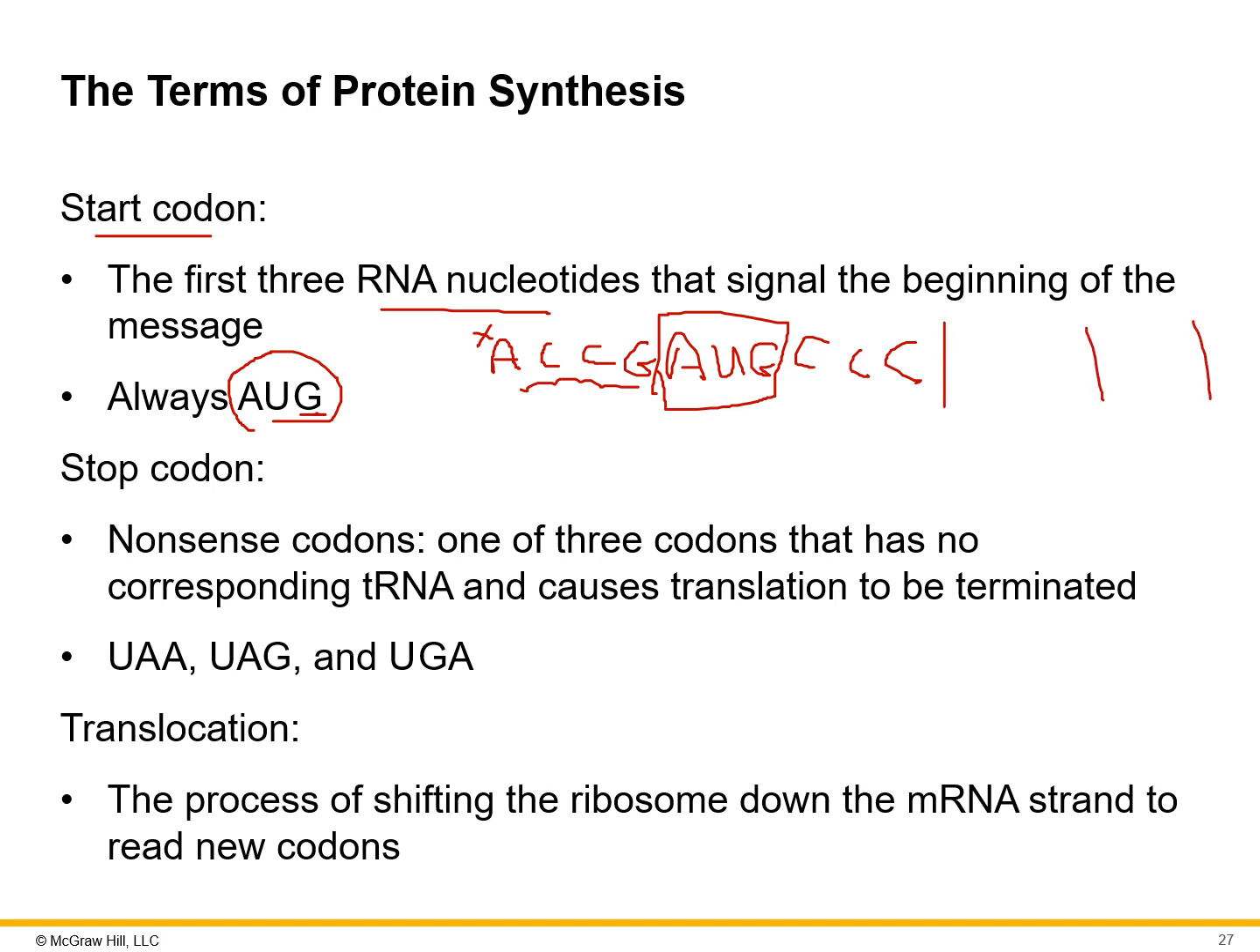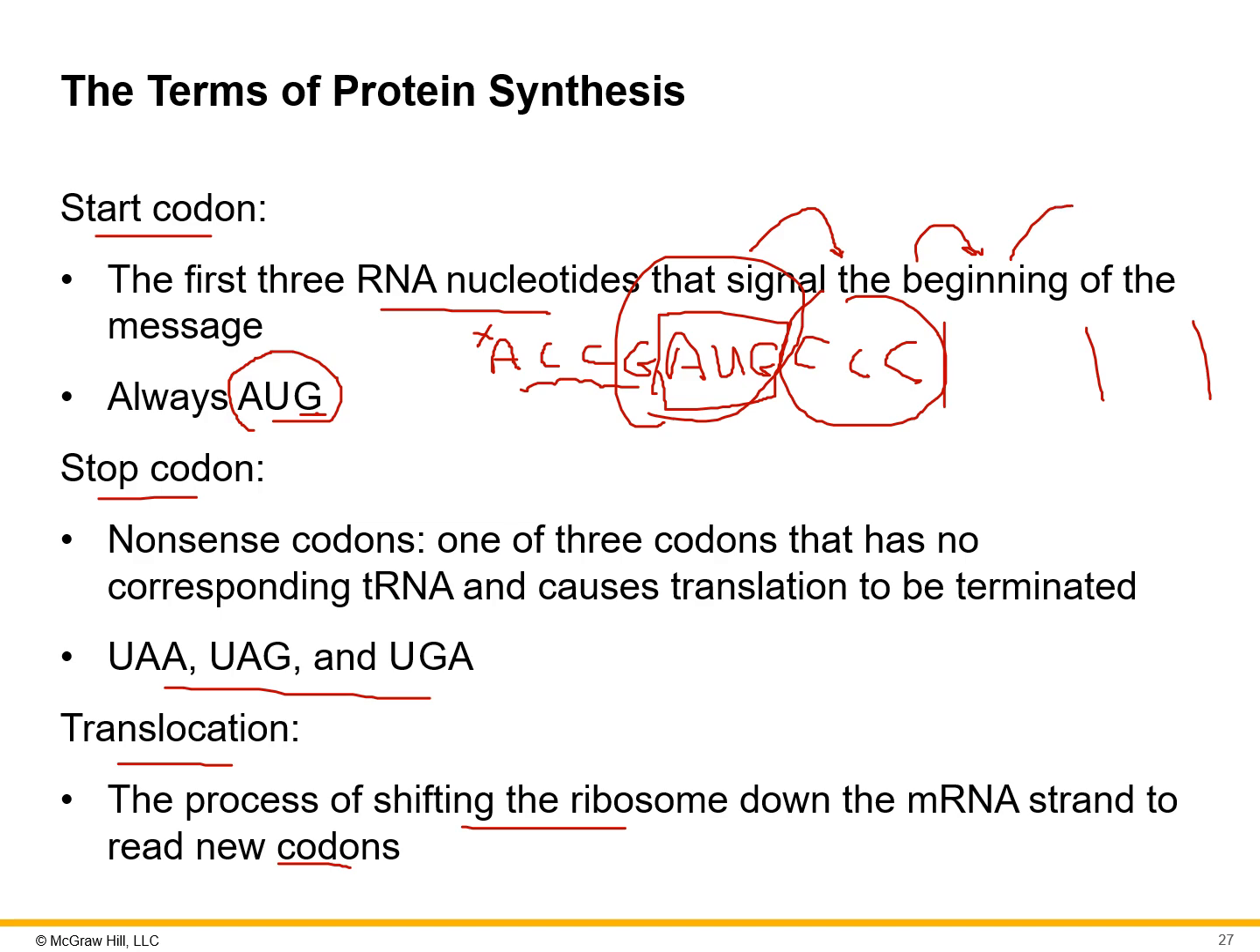And then just as we have a start, there are also stop codons, but there are 3 of those. Encountering any of these 3 would terminate or end translation. And then the term translocation, just meaning to change positions. This is the shifting of the ribosome, and it moves down one codon at a time. So if the ribosome is here, translocation would move it to here over this set of codons, and it just keeps moving down one codon at a time.